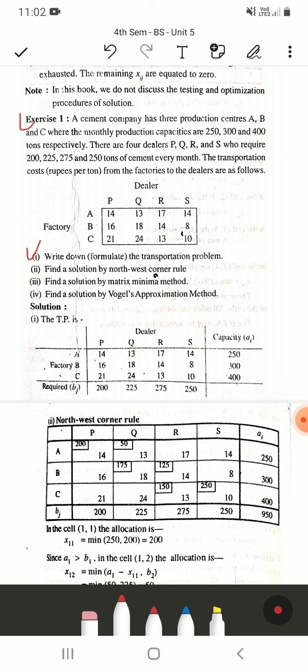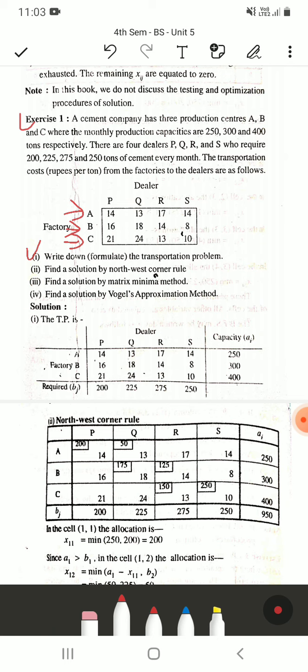They have given there is a cement company with three production centers at three different places. So they have named those production centers or factories A, B and C, and they have given the production capacities per month. That is, factory A produces 250 tons of cement every month, factory B produces 300 tons every month, and factory C produces 400 tons every month.